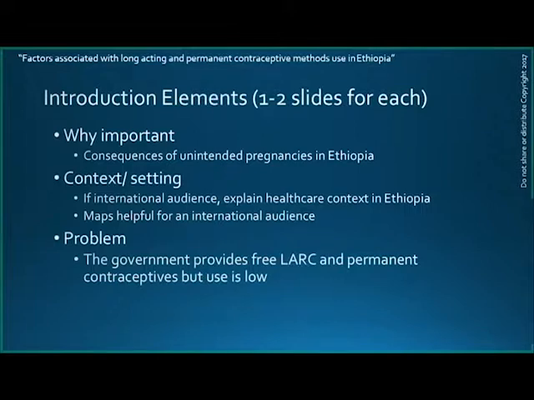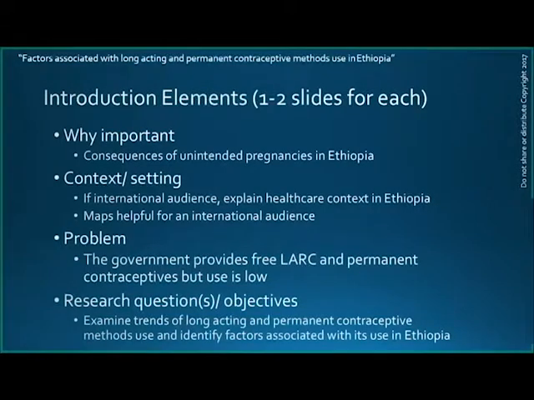So the problem in this particular example is that the government provides free long-acting contraceptives and permanent contraceptives, but use is low. And so trying to understand that a bit more. And then finally, you'll end this section with your research question or objective. And so in this case, it is examining the trends of long-acting and permanent contraceptive methods and use, and to identify factors associated with its use in Ethiopia.